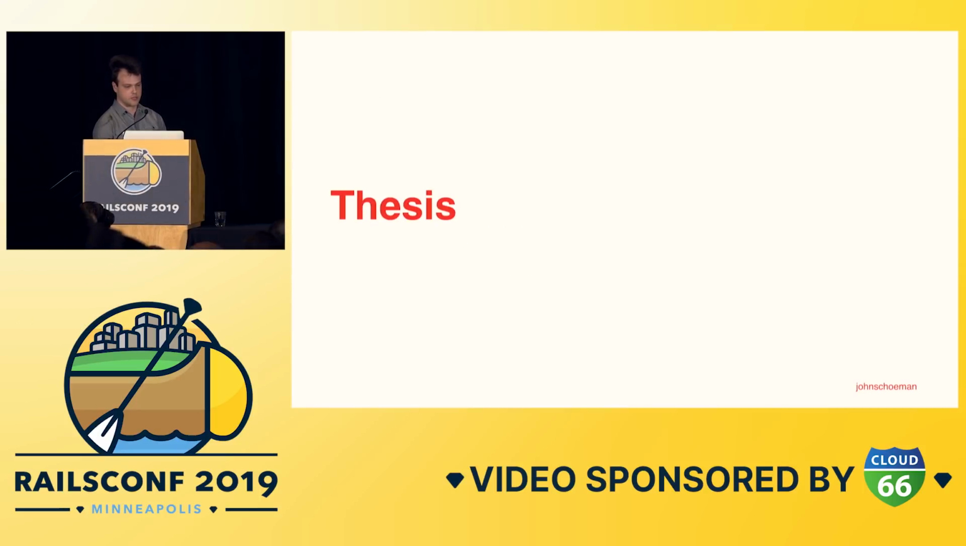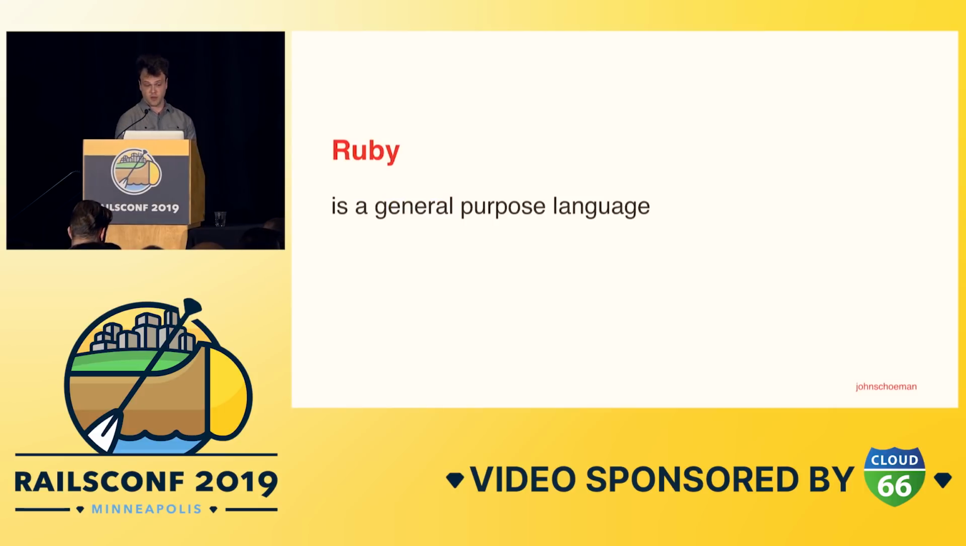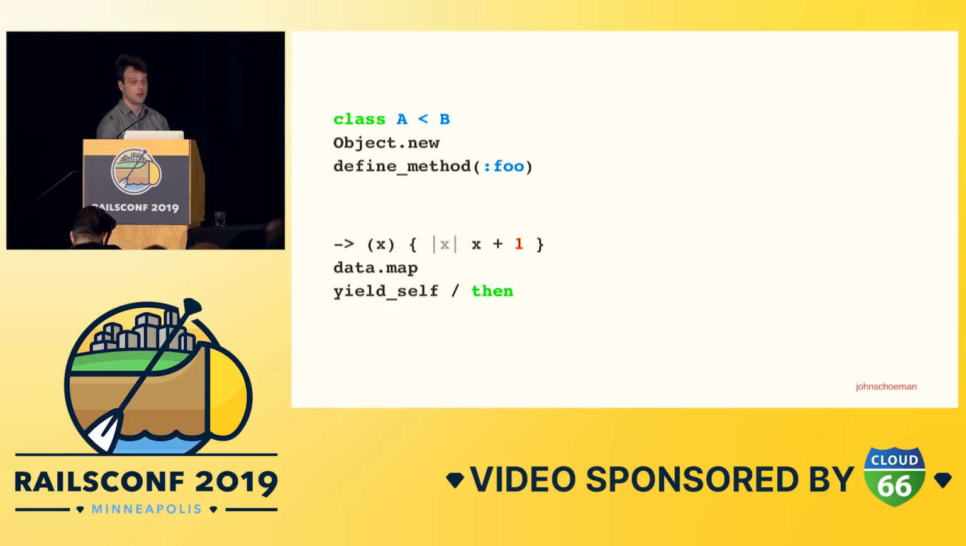Cool. So let's just dig into the thesis. Hopefully these are points that we can all agree on. First off, Ruby's a general purpose programming language. It's a multi-paradigm programming language. It is excellent at both object-oriented programming and functional programming. We as the developer get to choose which style. As Rubyists, I'm sure we're all very familiar with classes, inheritance, defining methods, polymorphism, encapsulation, and so forth. But we also have access to things like lambdas.